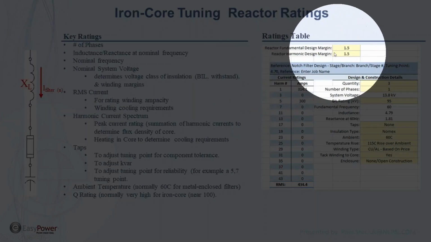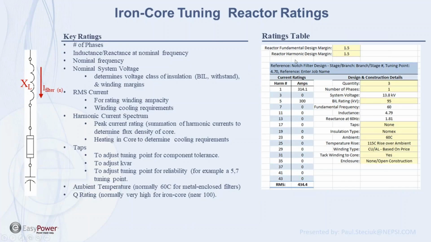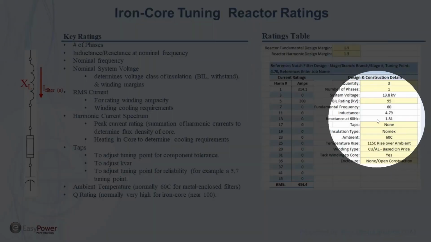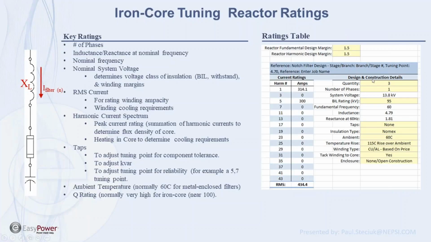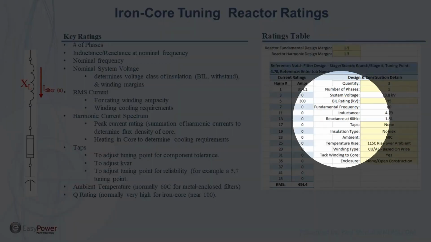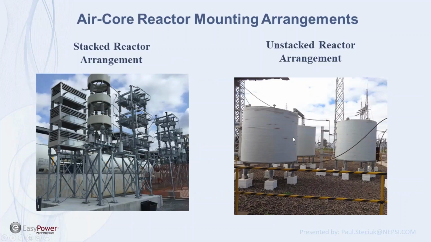On the right here, I showed the ratings table. This is what we supply our reactor supplier. So it's very simple. There's not a whole lot that they need to quote a reactor. They need to know the number of phases, system voltage, the impulse level, if there's any taps for tuning, for tolerance purposes, and they need to know the inductance in the system frequency. So the specification of a tuning reactor is very simple. And I forgot to mention, we have the harmonic current into it.